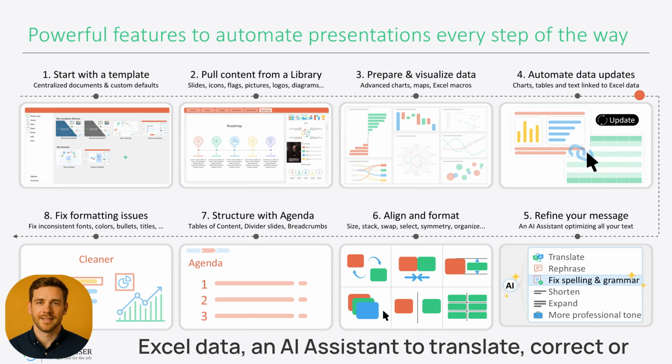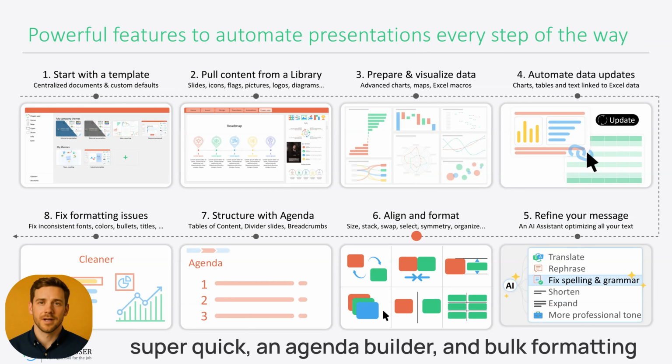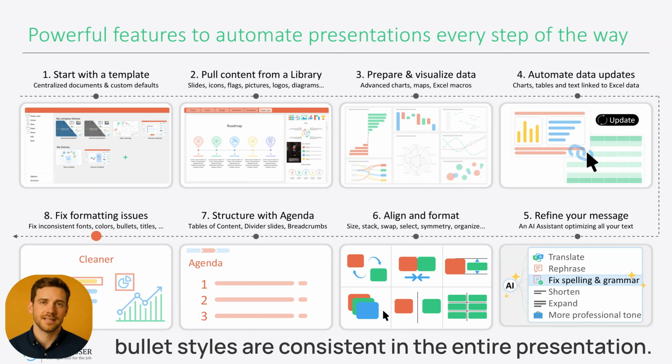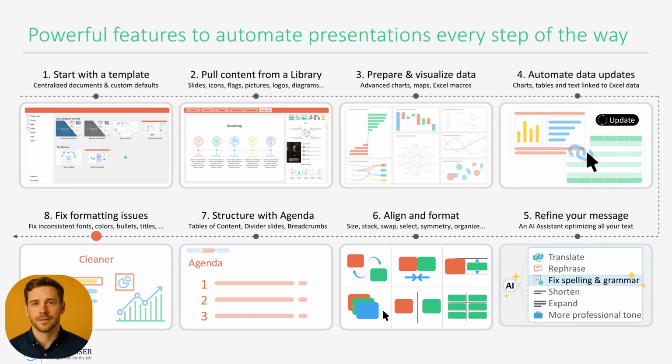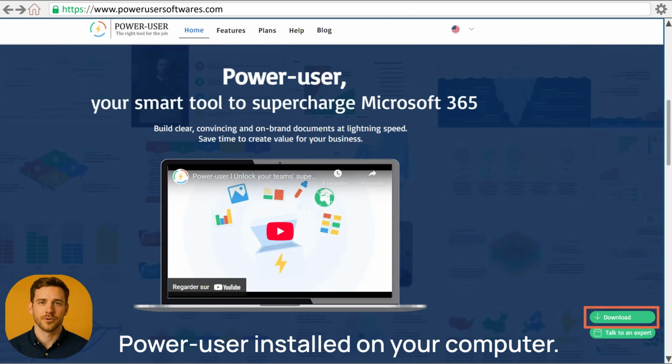Excel data, an AI assistant to translate, correct, or rephrase your text, a toolbar to align and resize objects super quick, an agenda builder, and bulk formatting features to ensure that colors, fonts, title position, or bullet styles are consistent in the entire presentation. Before you can use all this, you will need PowerUser installed on your computer.